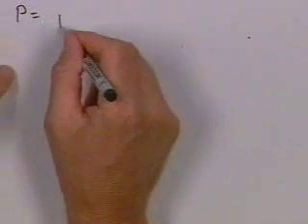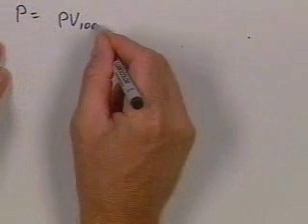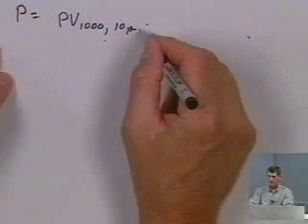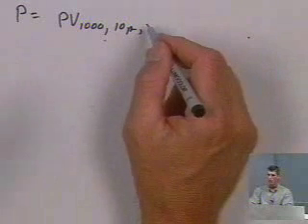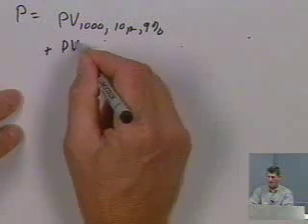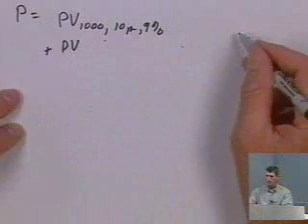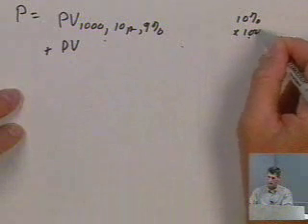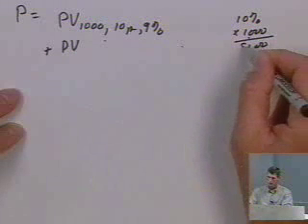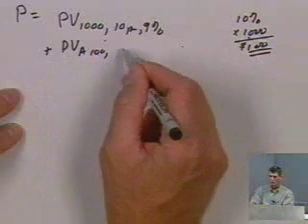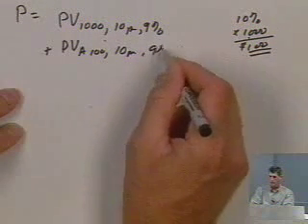The price is going to be the present value of the face value, $1,000, for 10 periods at the interest rate, which in this case is the market interest rate, which is 9%. Plus the present value of the coupon payment. And the coupon payment is what? The coupon rate is 10% times $1,000. Gives us a $100 coupon payment. So the present value of an annuity of 100 for 10 periods at 9%.